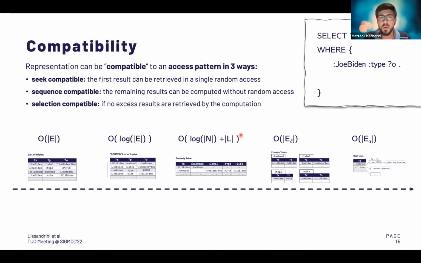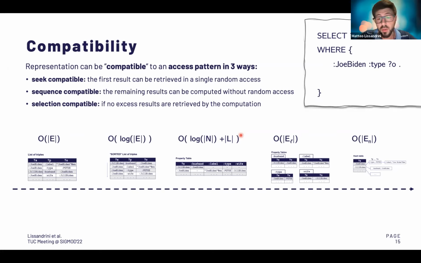In particular, here we identify the concept of compatibility between an access pattern and a specific data representation. We say that an access pattern is seek compatible if we can retrieve the first result of our access pattern with a single random access. Sequence compatible if any subsequent result can be obtained by only sequential scans. So we just need to look at a nearby position in memory, for instance.